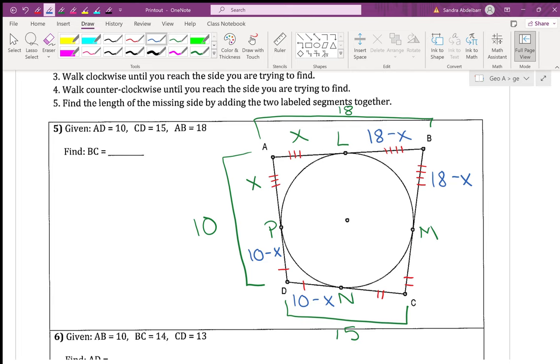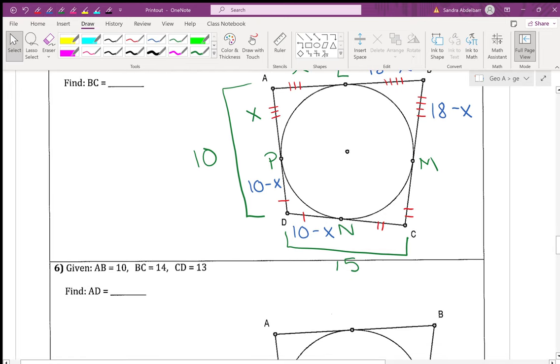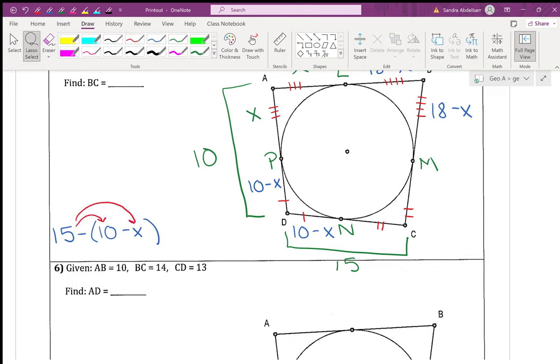All right, you have to be careful when you do that. I'm going to go over to the side, and I'm going to do 15 minus. You need parentheses. If you do not have parentheses, it's going to be wrong. In parentheses, 10 minus x. Because that subtraction is not only subtracting the 10, it also needs to subtract that negative x. So it's 15 minus this whole thing, which is 10 minus x.